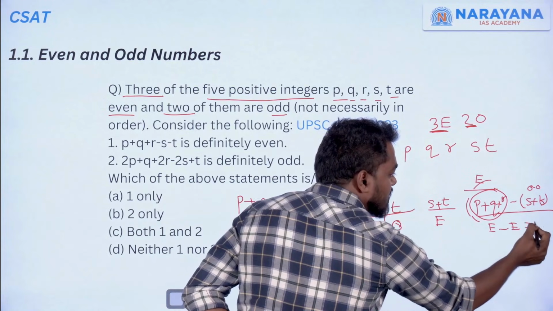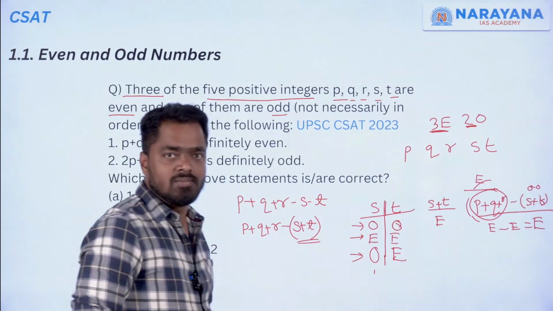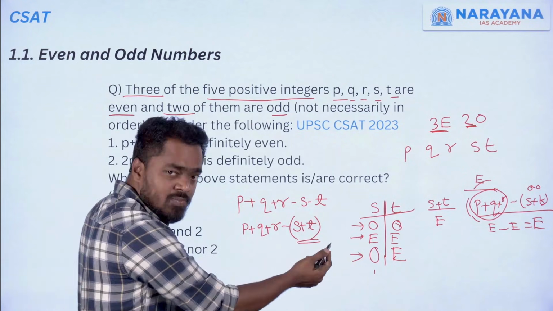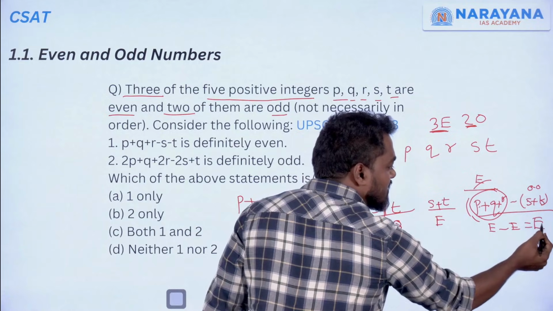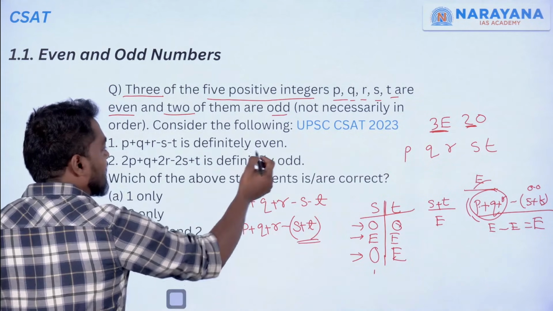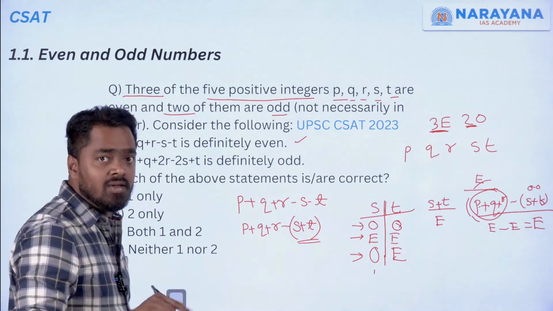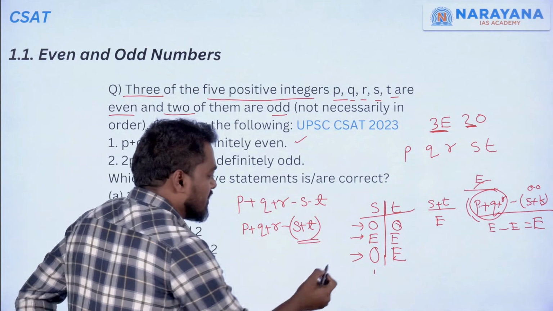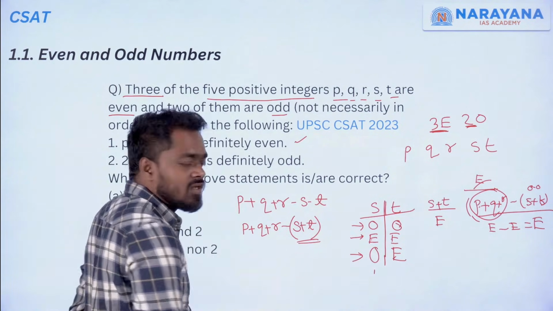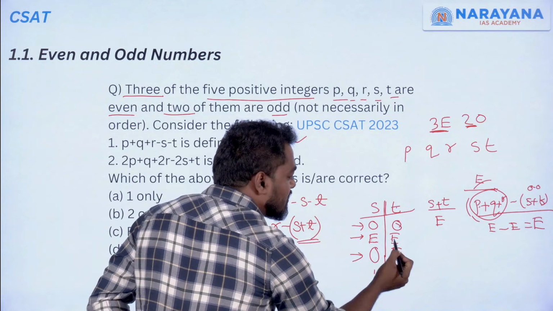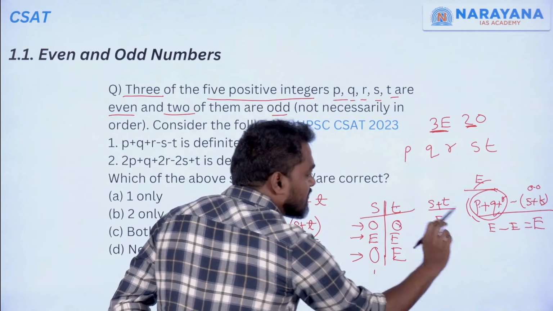So what will be the result? Even number. So if you take the first possibility, you are getting P plus Q plus R minus S plus T as an even number. Okay, it is satisfying this statement. But also take the second possibility. What is that possibility? Even and even. So what will be S plus T? Even plus even is equal to an even number.